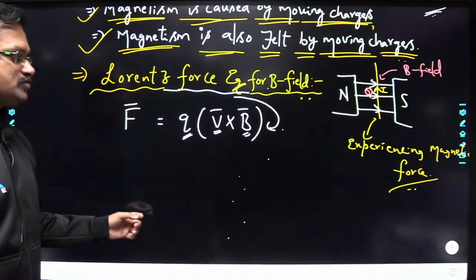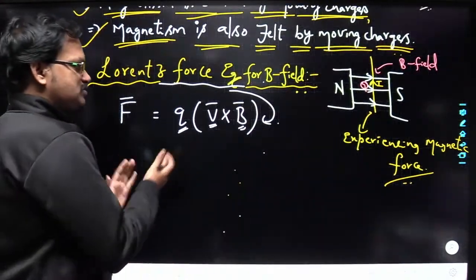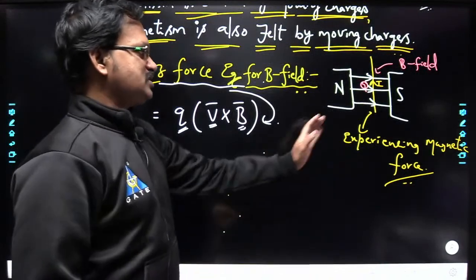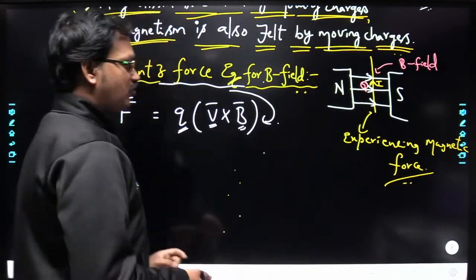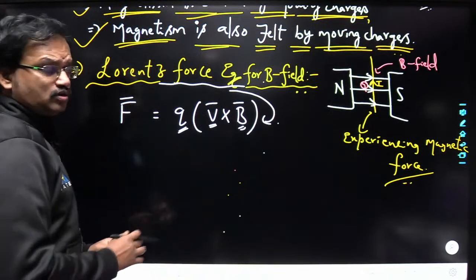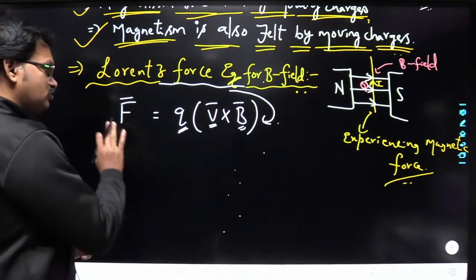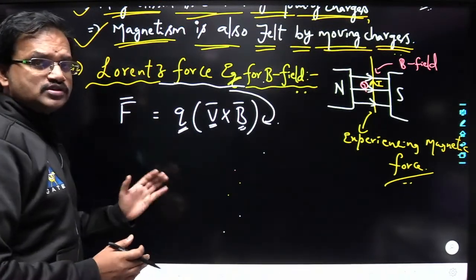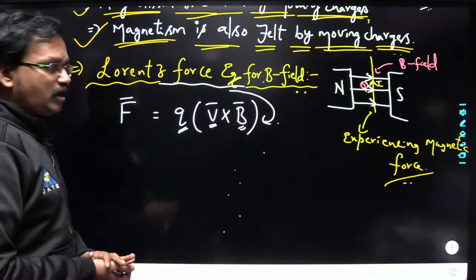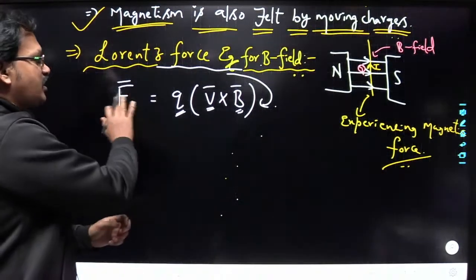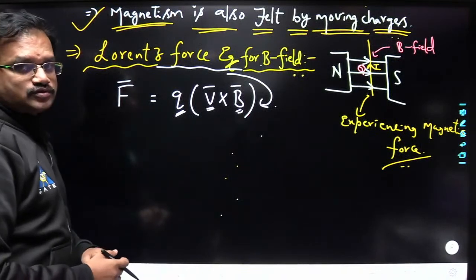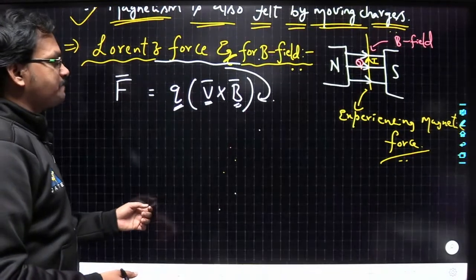Now you can see from this equation, whenever you place a stationary charge, its velocity will become equal to 0. So whenever velocity becomes 0, the force is also going to be 0, right? So a stationary charge cannot experience any magnetic force. Yes or no?